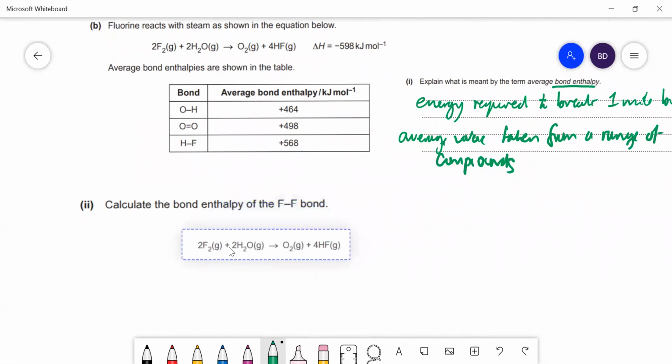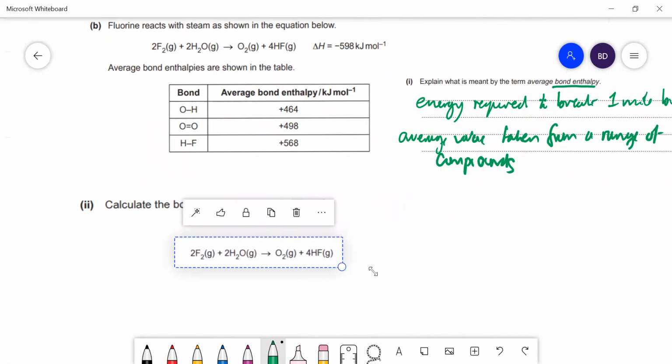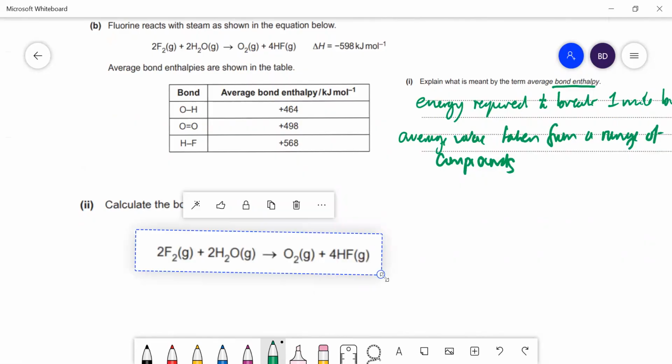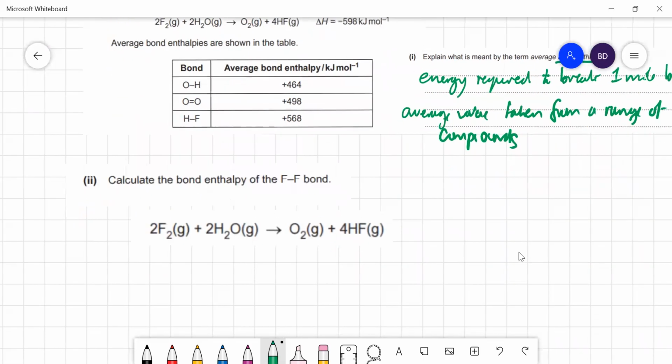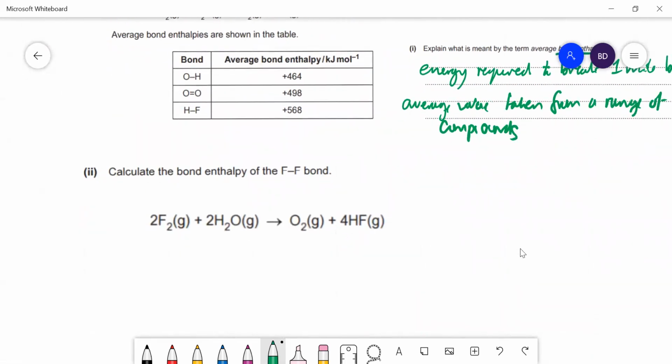Okay, so we've got that there. Now let's just think what bonds we've got in there. In the fluorine we've got single bonds. So we've got 2, so I'll draw it 2 times F, and we've got 2 times H2O. So we've got a total of 4 OH bonds there. And on this side of the equation, we have got a double bond between the oxygens, and we've got 4 lots of single bonds between hydrogen and fluorine.